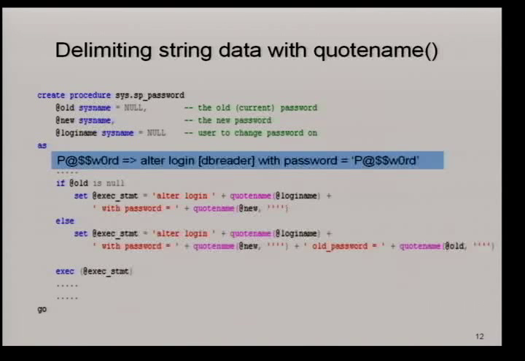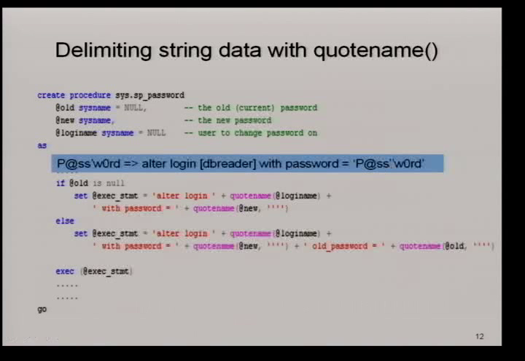So if you pass password as the password for this, the statement that gets formed is ALTER LOGIN dbreader, look at the delimiters, WITH PASSWORD equals single quote, that's the beginning delimiter, and this is the ending delimiter, and that's the password. But if you have any single quotes within the password, QUOTENAME is going to double them up. So you can use the QUOTENAME function to delimit SQL identifiers, or you can also use it on string data.